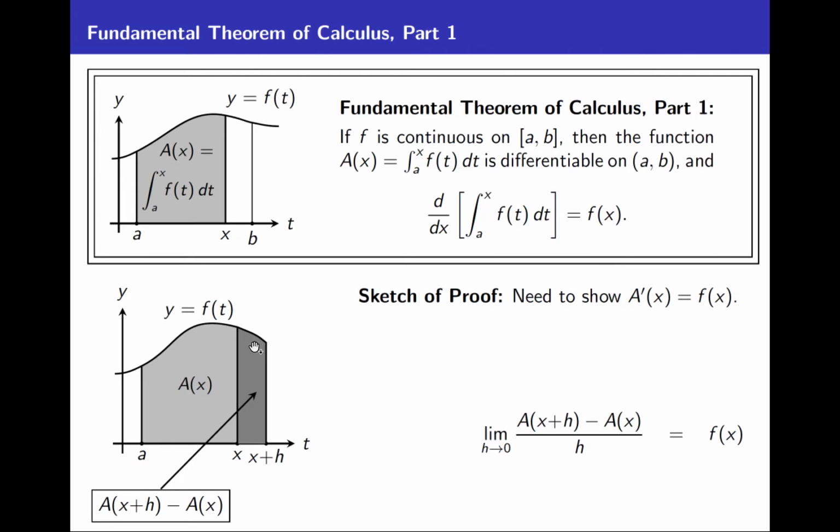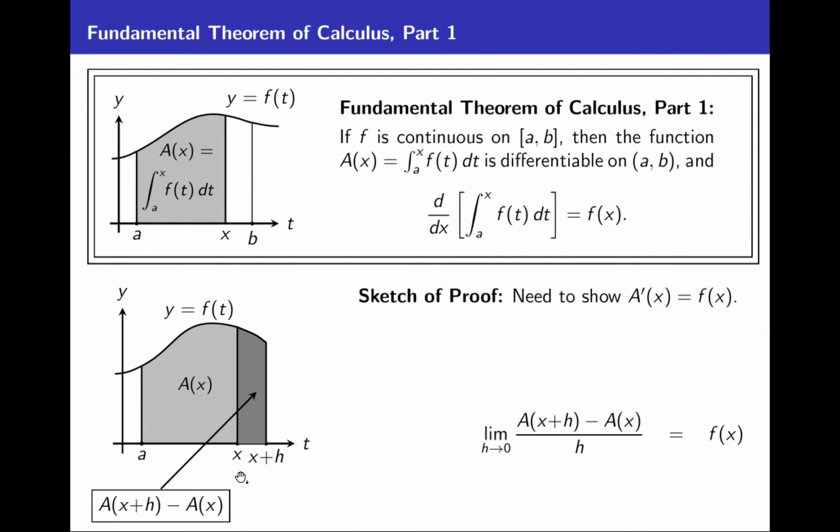And look at that darker shaded region. If you think about it, it's A of x plus h minus A of x. A of x plus h would be this entire shaded region, all of this between a and x plus h. And then minus off A of x, that's the light shaded region. So the darker shaded region is A of x plus h minus A of x. And we're going to look at this and convince ourselves that this limit actually holds true.